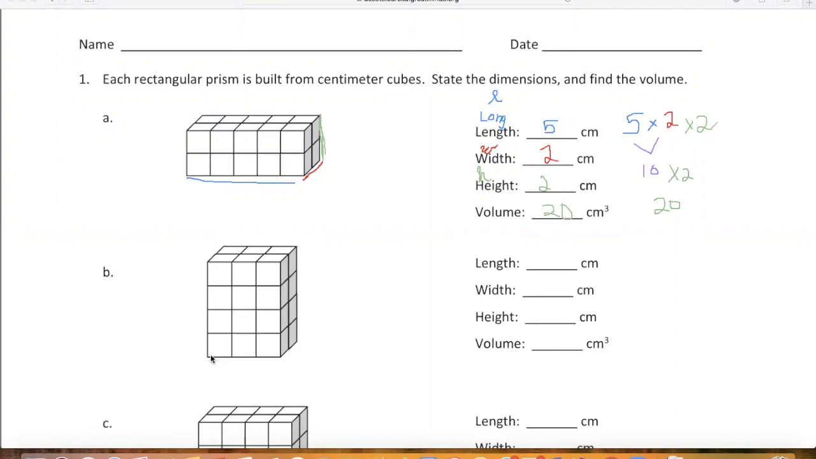So for letter B, how long it is, how far back, how wide, and what the height is. So how many layers do I have in this one? And go ahead and practice this on lesson 4, module 5 on the problem set, and you'll get a little bit more practice on the homework.